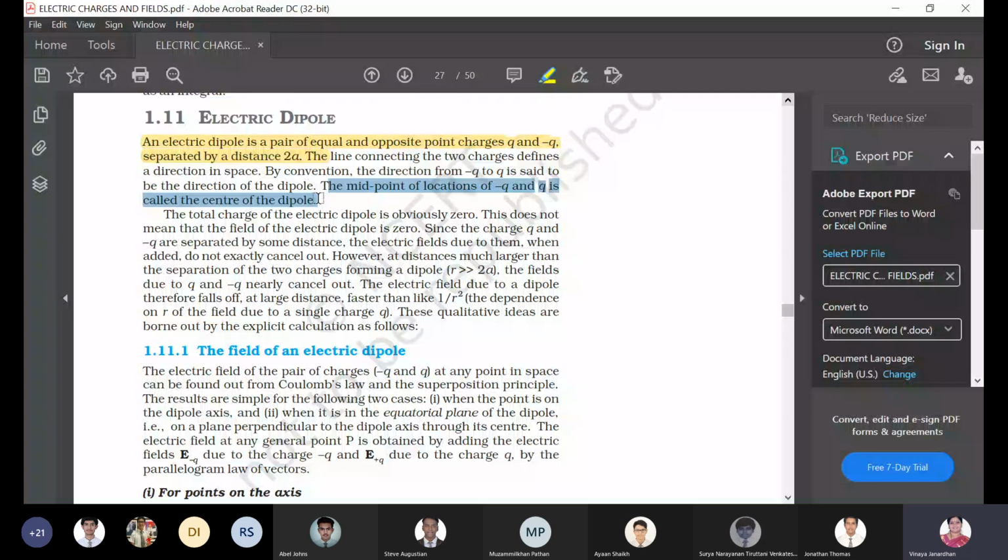The direction from minus Q to plus Q is said to be the direction of the dipole.